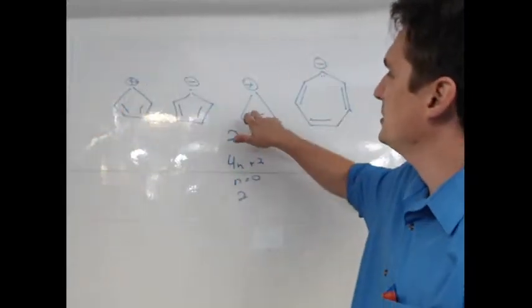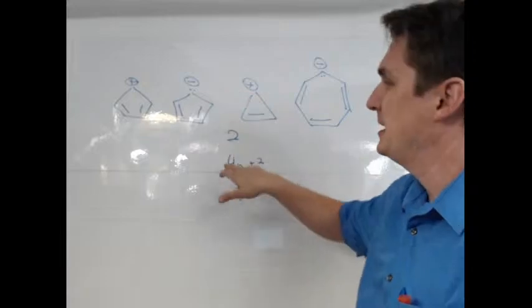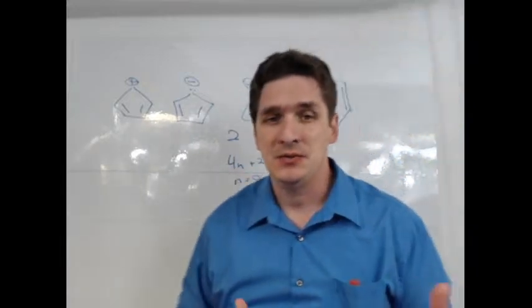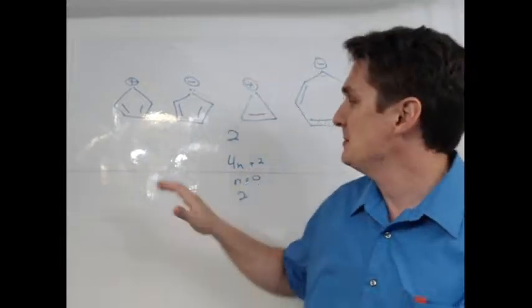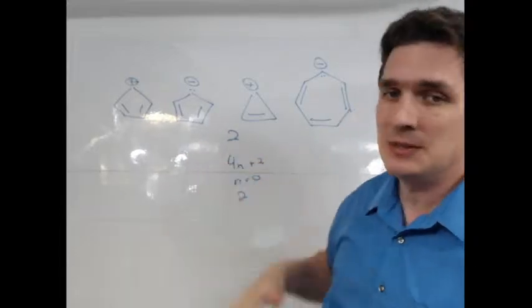So yeah, you've got the 2 electrons from the double bond, you don't have any from the carbocation, and n can be any integer from 0 to infinity. So if we put 0 in there, we're going to end up with 2.